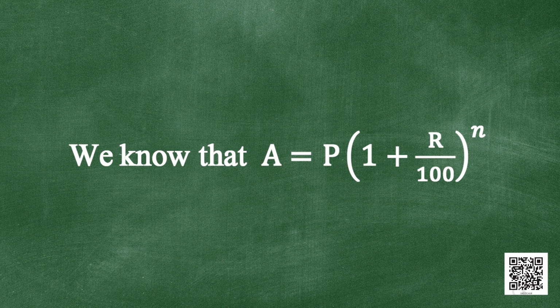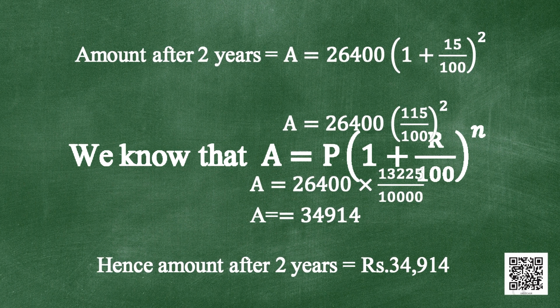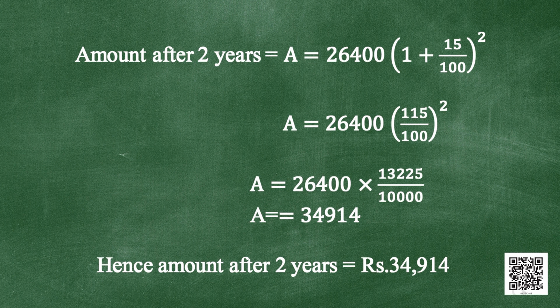We know that A is equal to P times 1 plus R by 100 whole to the power of n. So, the amount after 2 years will be 26,400 times 1 plus 15 by 100 whole to the power of 2, that is equal to 26,400 times 115 by 100 whole to the power of 2, that is equal to 26,400 times 115 whole square is 13,225 divided by 100 square, that is 10,000.